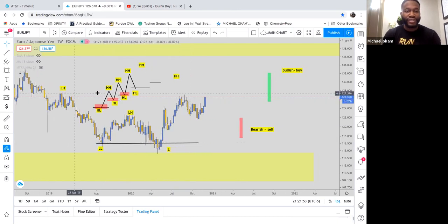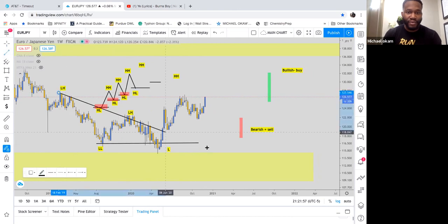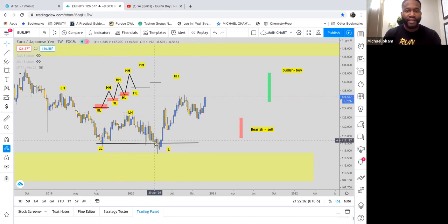Now, you see we were in a downtrend, right? If I took my trend line, you can see we were in a downtrend. We're creating lower highs, lower lows, lower high, low. Now, did you guys see where structure broke?